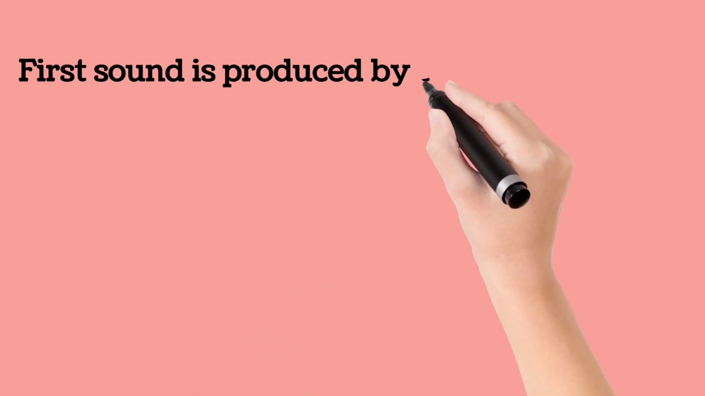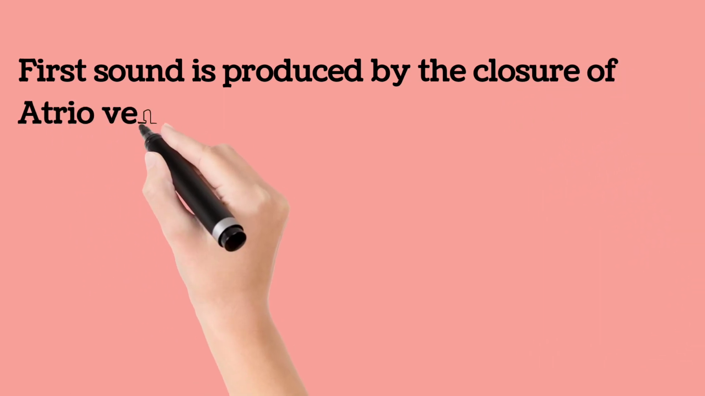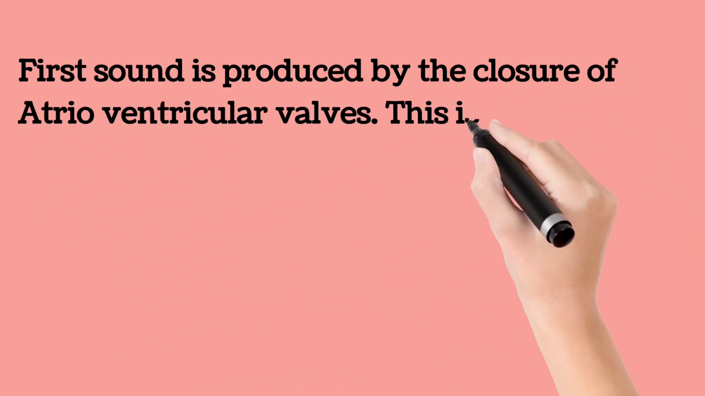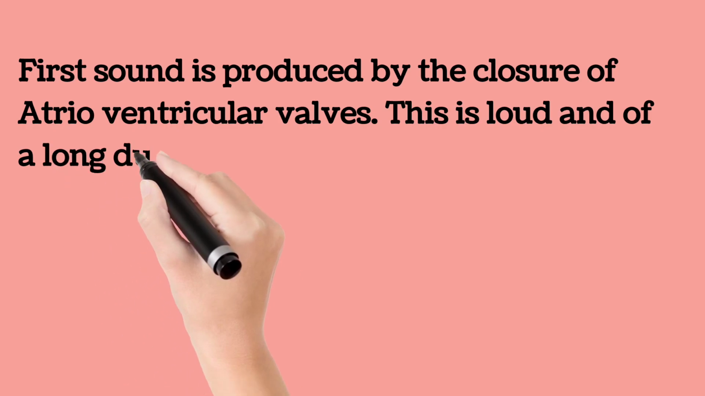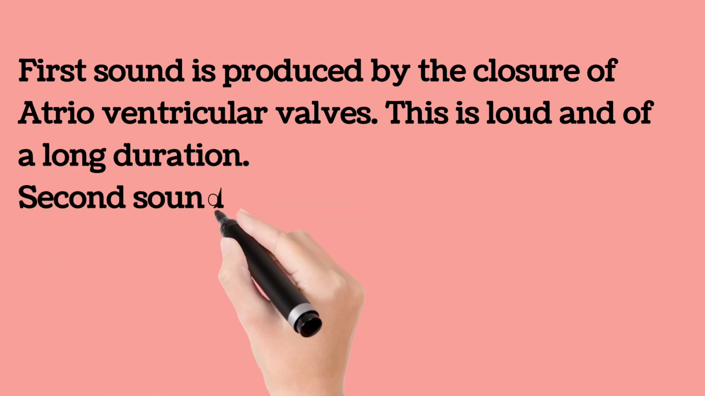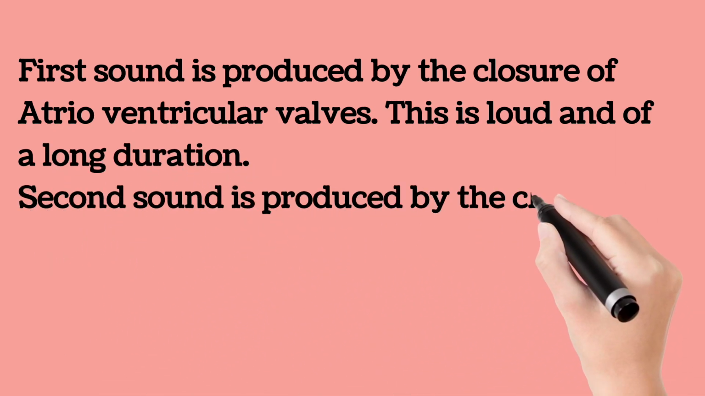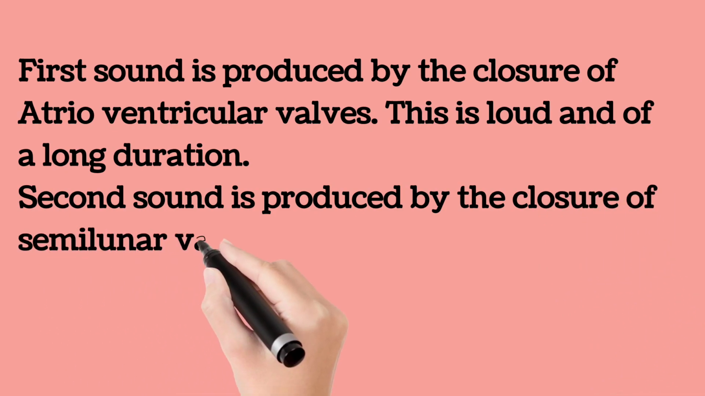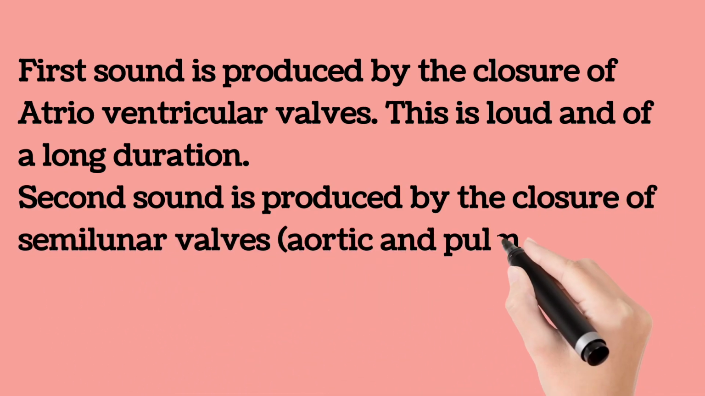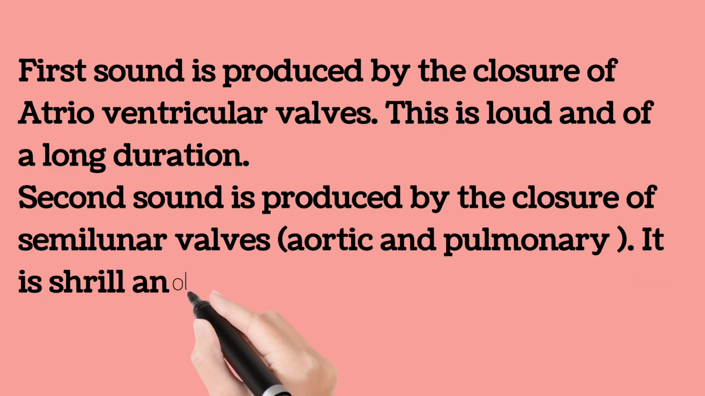First sound is produced by the closure of atrioventricular valves. This is loud and of a long duration. Second sound is produced by the closure of semilunar valves, that is aortic and pulmonary. It is shrill and of a short duration.